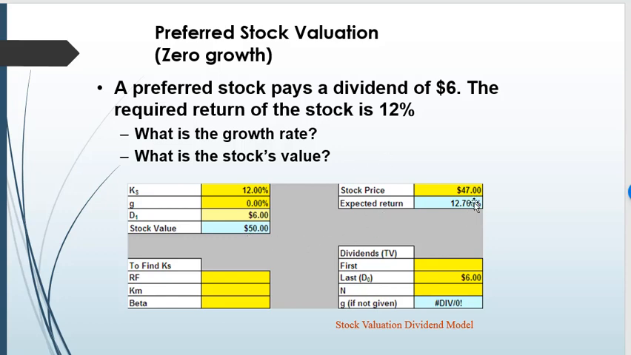If I told you that this stock was selling for $47, would you purchase this stock? Would you pay $47 to get $50? Of course you would. If you actually paid $47, you would earn 12.7%, and you required 12%. So this would be a good investment based on the information provided by this dividend growth model.